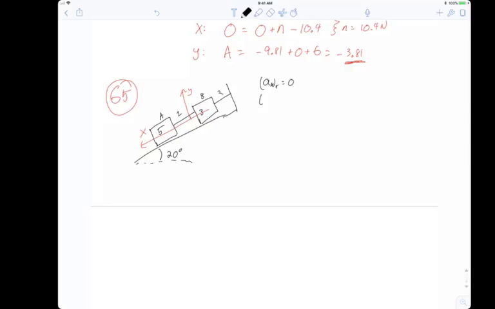The x and y accelerations of A and B are 0. They're not moving, and they're staying not moving, so the acceleration is 0. F net, A, x is 0. F, oh, come on.